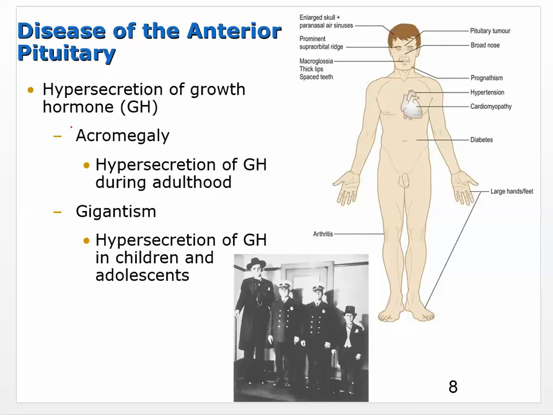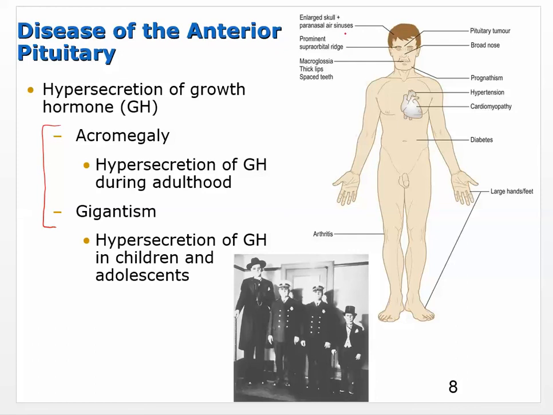Well, there are a couple of different forms because that can happen at different times. You can form these tumors as children or as adults. If it happens as an adult, it's not going to make you taller. It's just going to increase the size and certain characteristics, the size of your hands and feet, and it's usually not a good look.